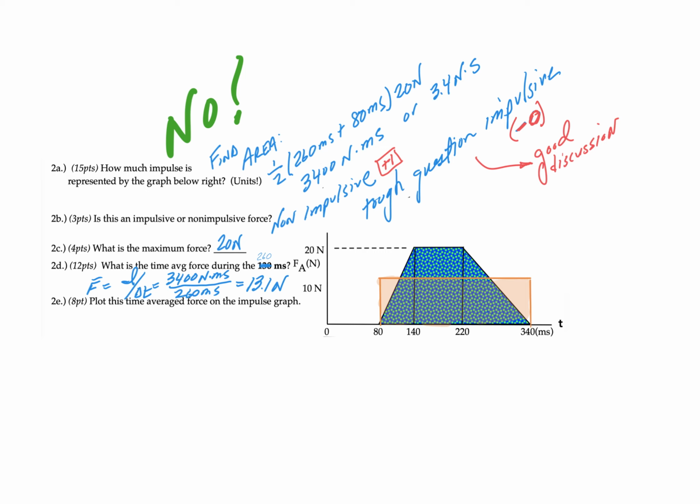We went over this one in class. The only controversial part was 2B. I was thinking non-impulsive because it's a trapezoid. I said trapezoids are non-impulsive, triangles are impulsive, but people pointed out it's such a short time period, even though it's only 20 newtons. So I took either one, but I gave you a bonus if you said non-impulsive.